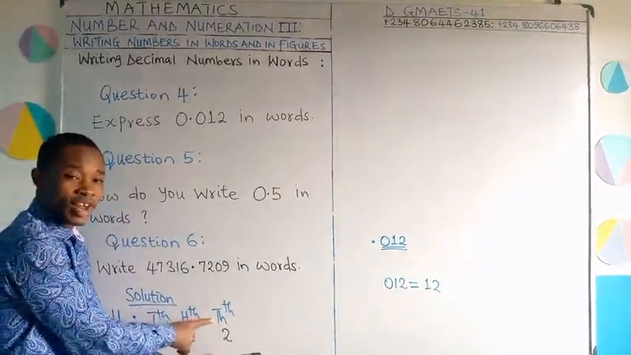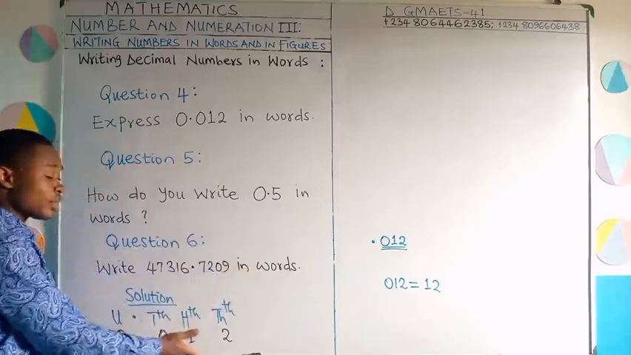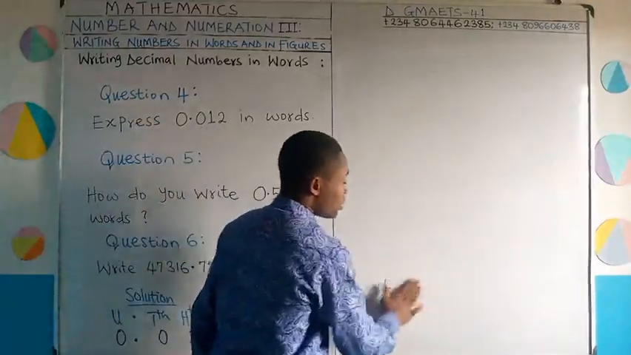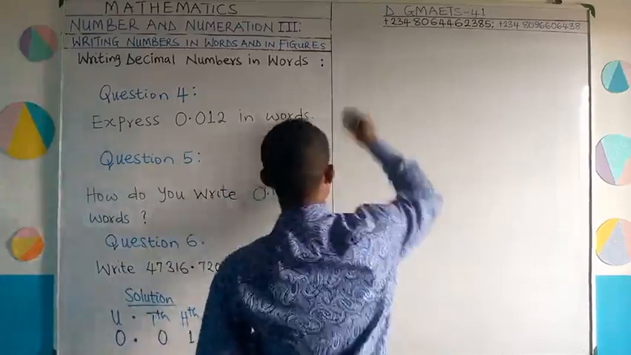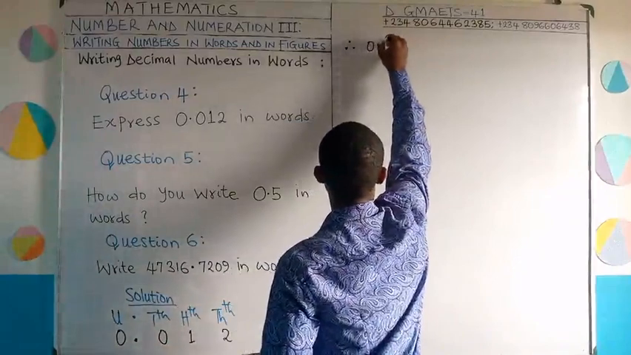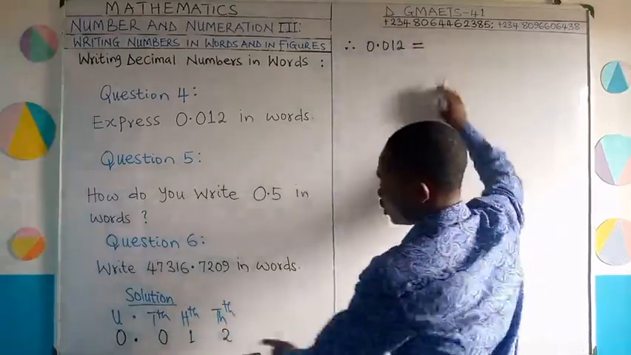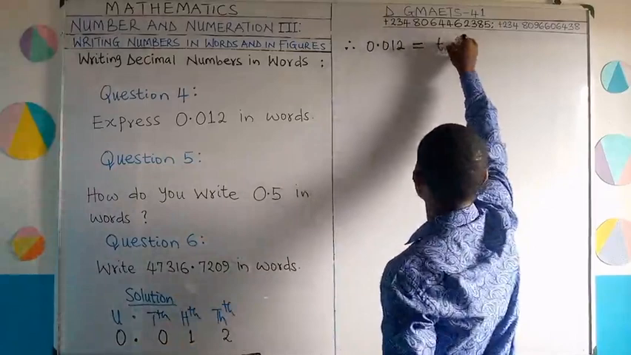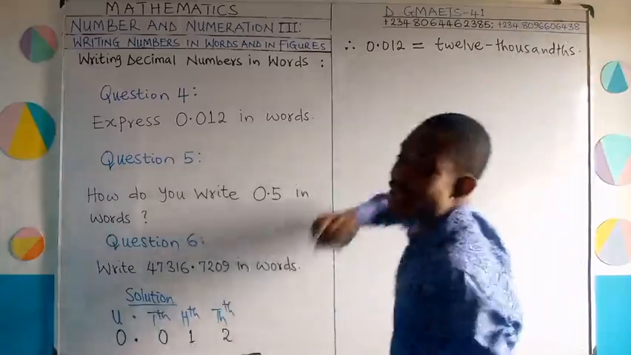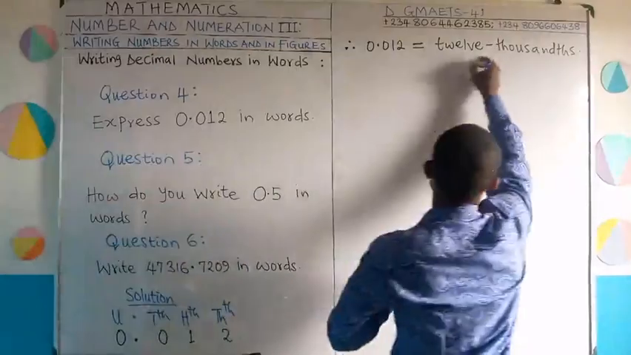Now, the last place value of this decimal digit is thousandths. It therefore means that this number is simply 12 thousandths. And that is what we are going to write in words. Let's do that. Therefore, 0.012 equals, I'm going to write it in words now, 12 thousandths. So that is how you write that in words. And we've gotten our answer there.